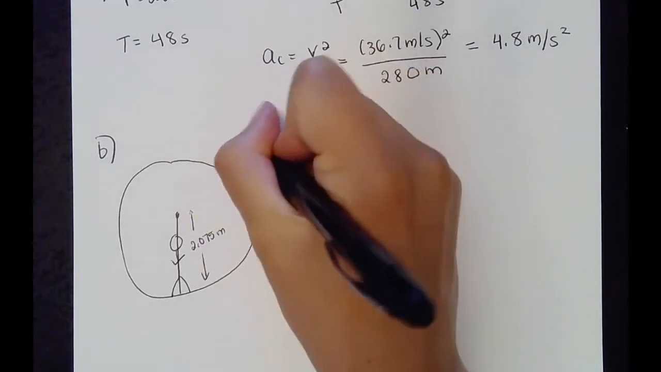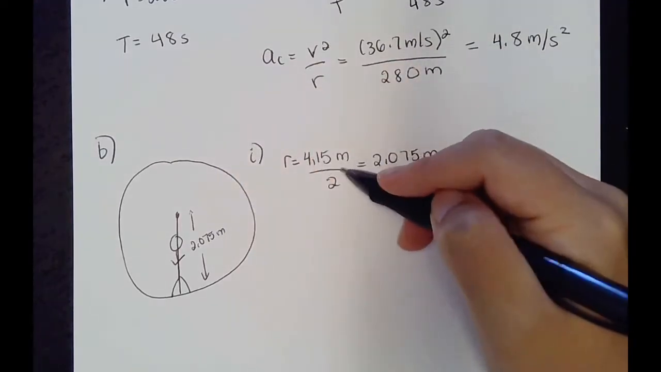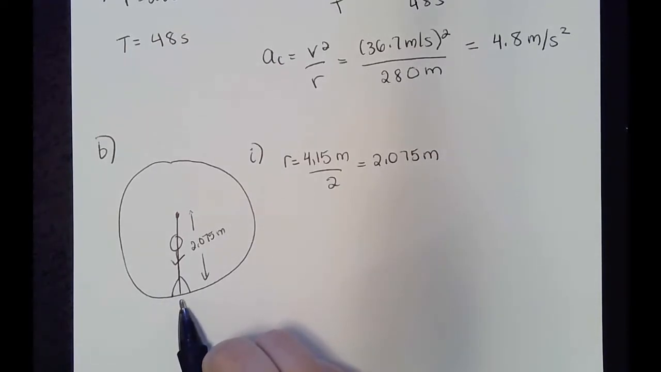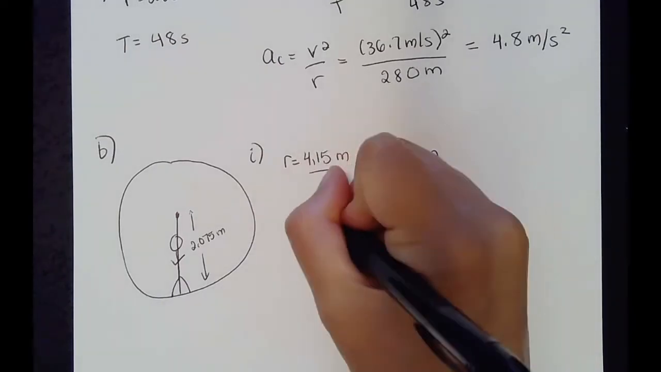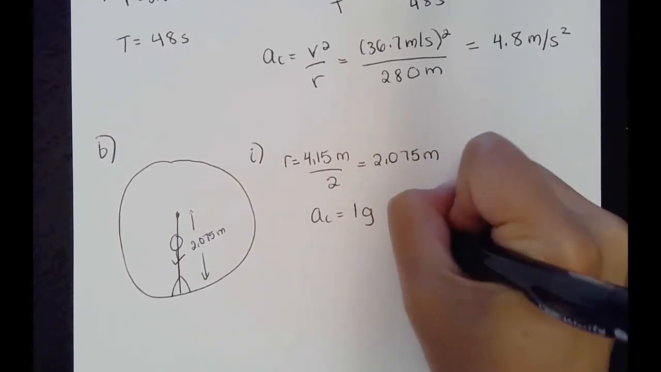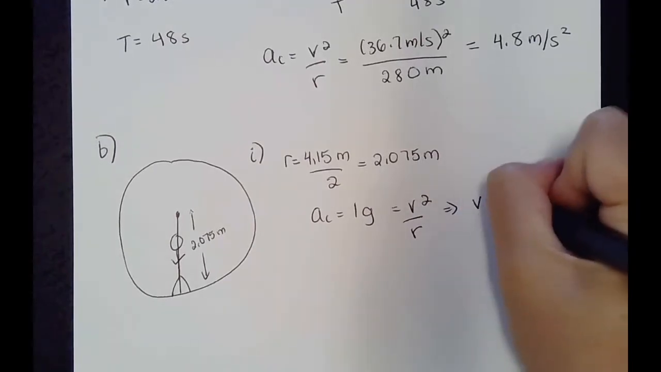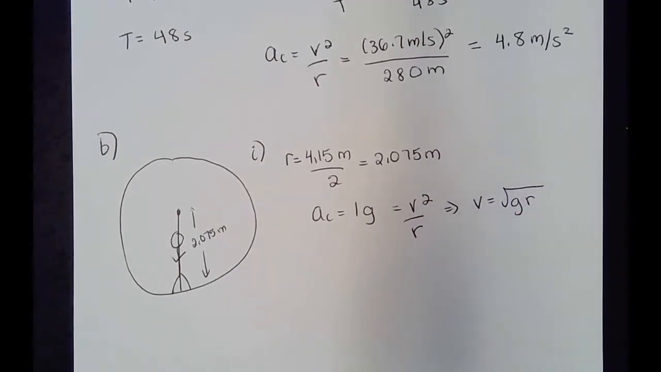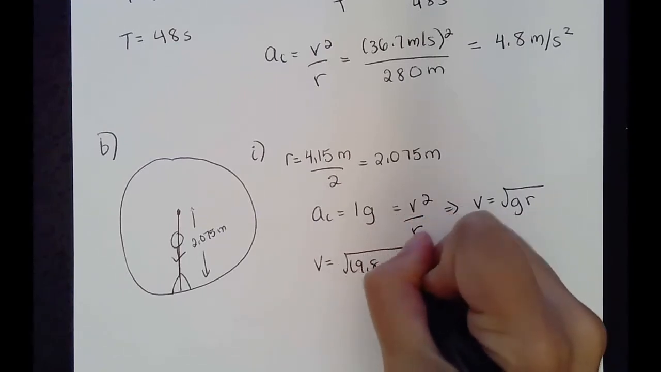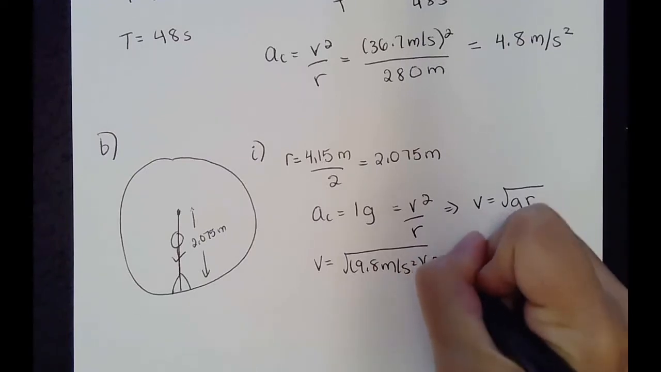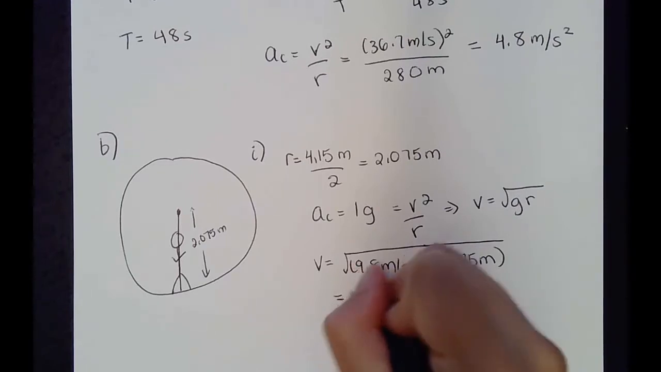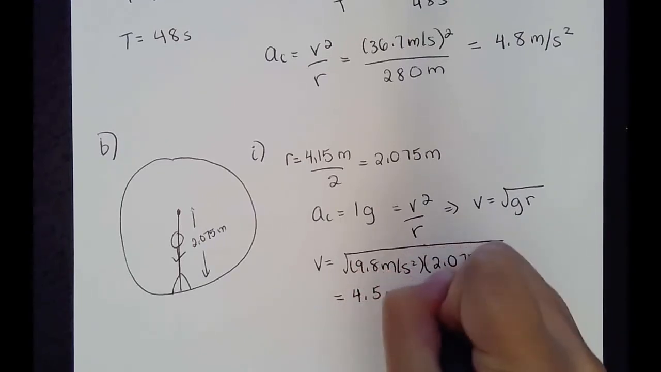In the first part, the radius is 4.15 over 2, the diameter over 2, because we're looking at the person's feet, which is on the outside of the space station here. And we want the acceleration to be equal to 1 g, which equals v squared over r. So this means v will be the root of g r, so we can find the speed that way. v is the root of 9.8 meters per second squared times 2.075 meters, which is 4.5 meters per second.